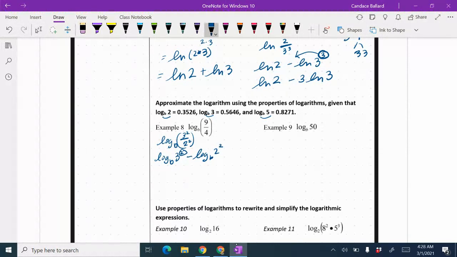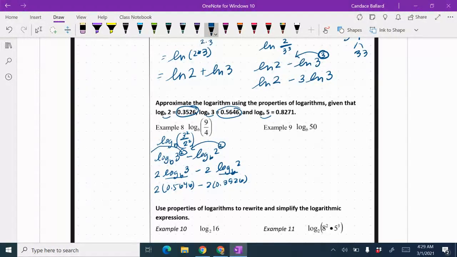And then I notice I have exponents because I can't replace this. We wouldn't be squaring these numbers. We can only multiply. So I can only replace if it's just log base b of 3. So I'm going to move those exponents in front. So 2 log base b of 3 minus 2 log base b of 2. And now I am allowed to replace these two things with what we were given here. So log base b of 3 is 0.5646 minus 2 log base b of 2 is 0.3526.